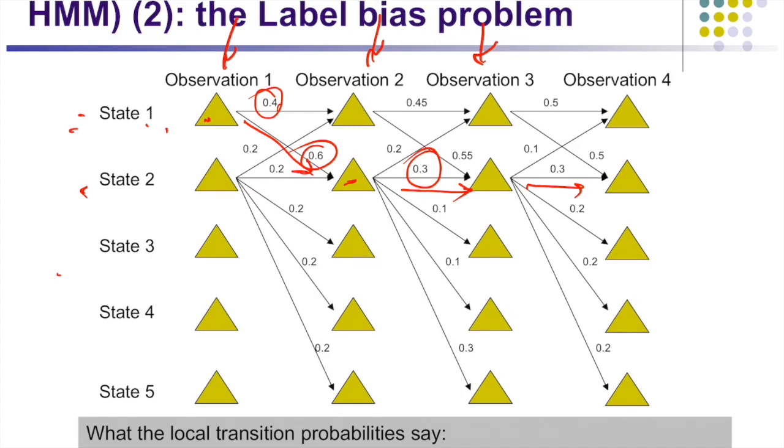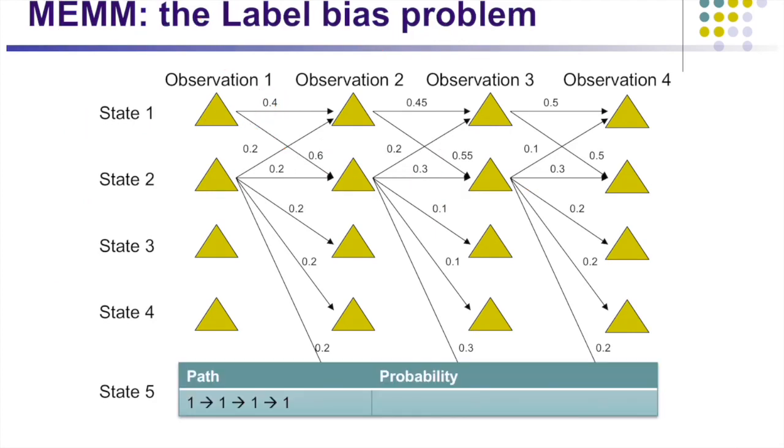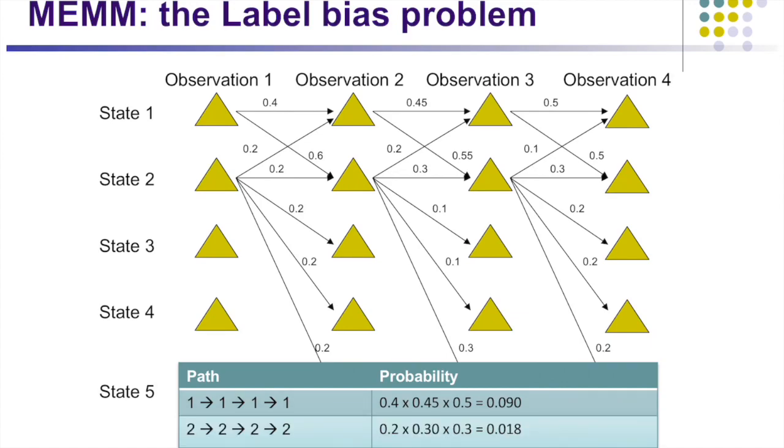So let's see why it's not an optimal path. Let's start another path. If I compute the path of going from state 1 and staying in state 1 all the way, it's going to be the multiplication of this, this, and this. So the probability is going to be 0.9. Another path: going from state 2, the probability of staying at state 2 is 0.18.